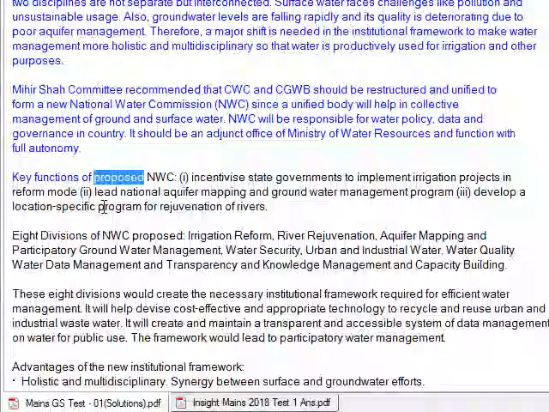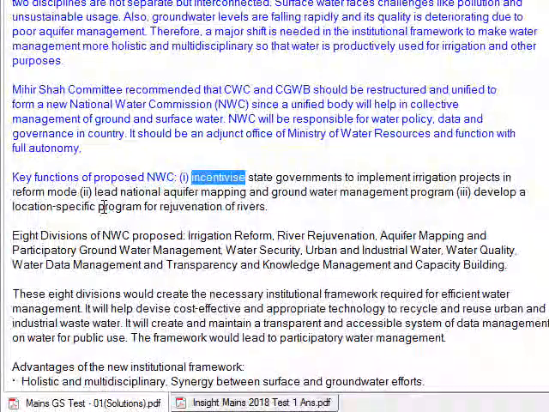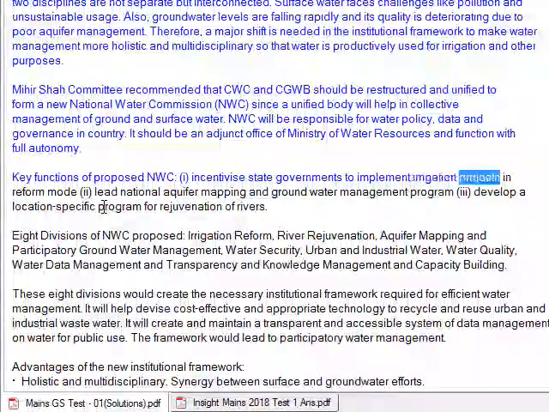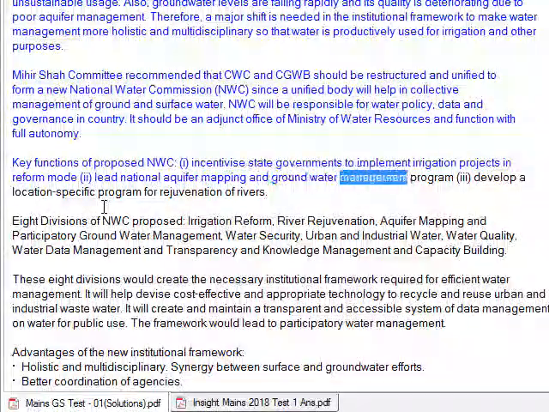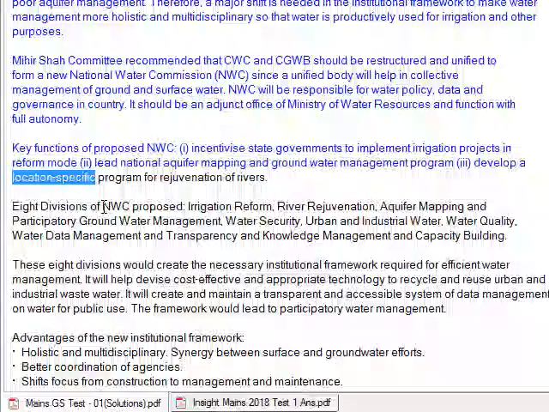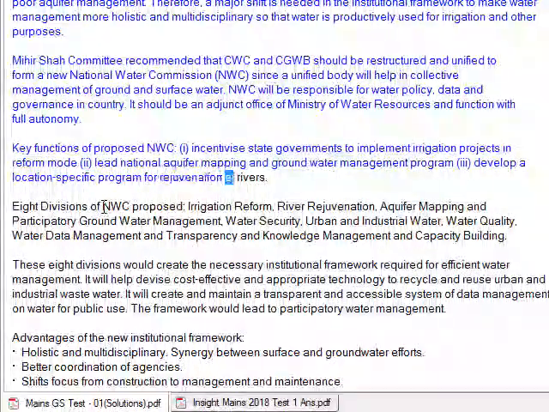Key functions of the proposed NWC: incentivize state governments to implement irrigation projects in reform mode; lead a national aquifer mapping and groundwater management program; develop a location-specific program for rejuvenation of rivers.